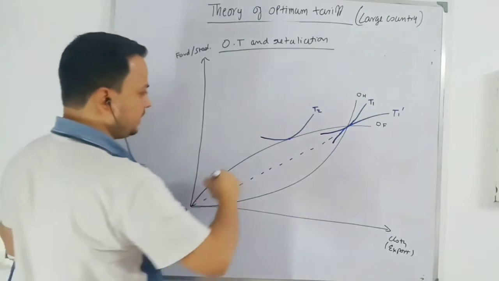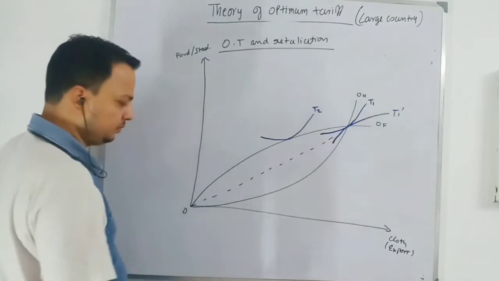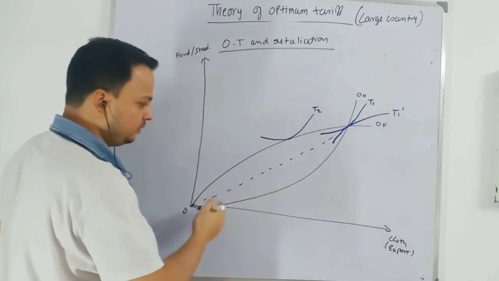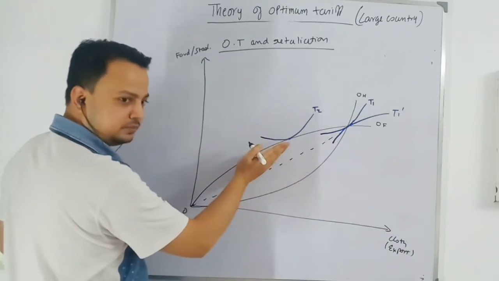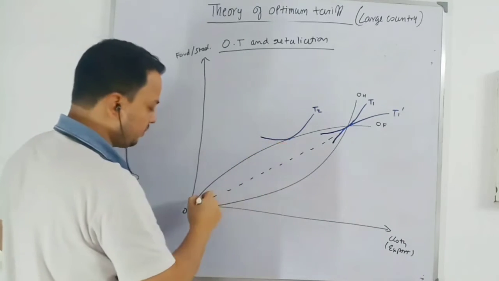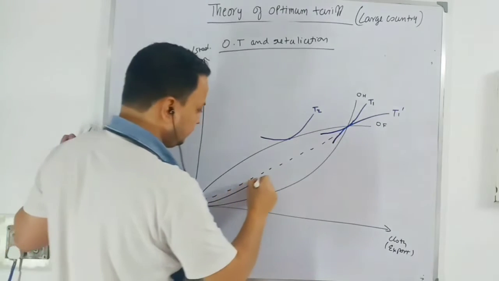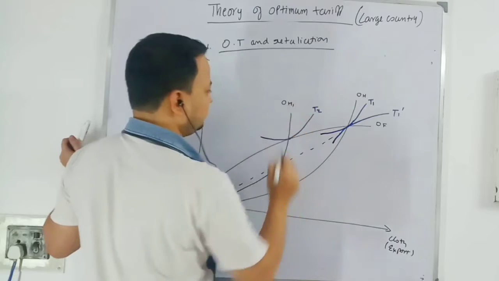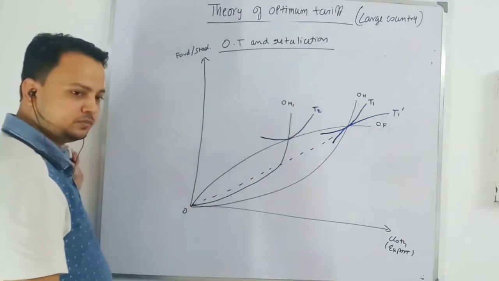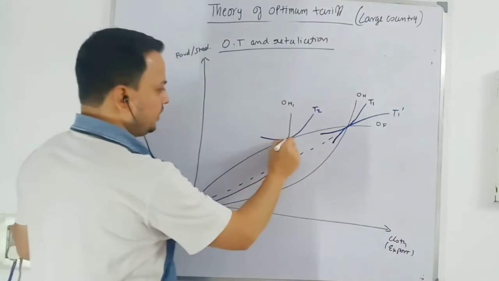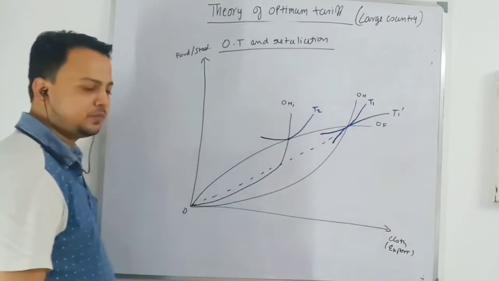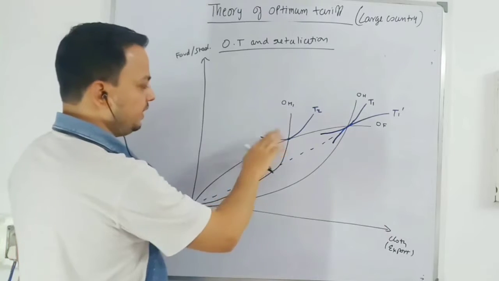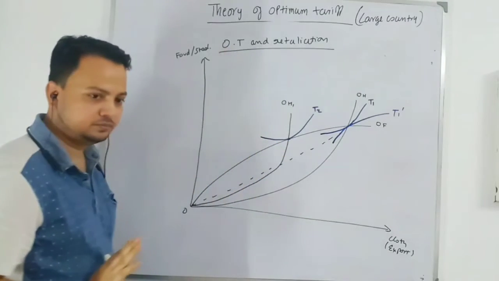How will I get the optimum tariff? Given the offer curve of the foreign country, when the home country imposes a tariff, its offer curve will shift upward. That means there is improvement in terms of trade. We have done this one. So this is say OH1. So here the home country is making a decision where it is designing its optimum tariff.